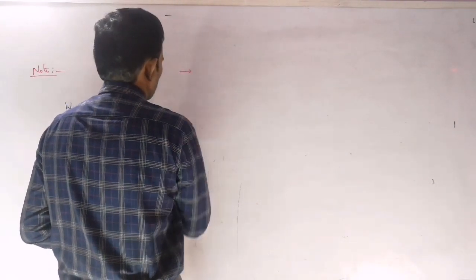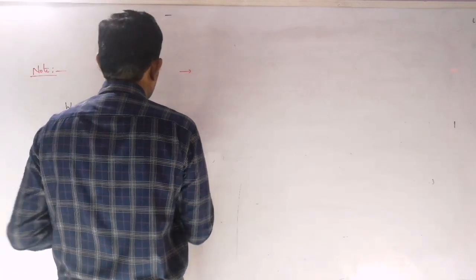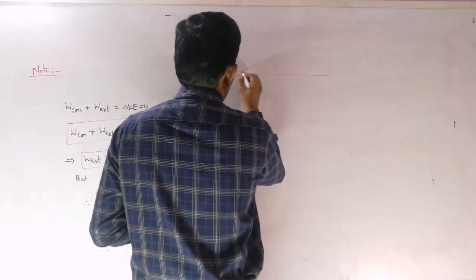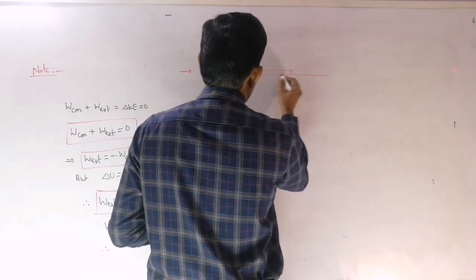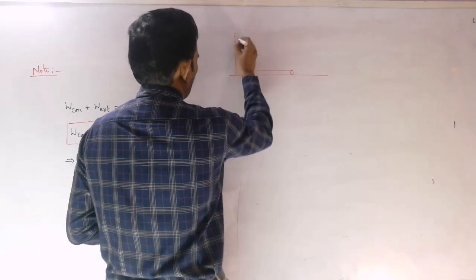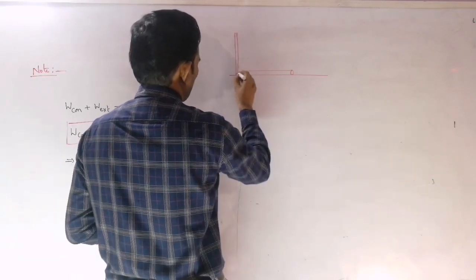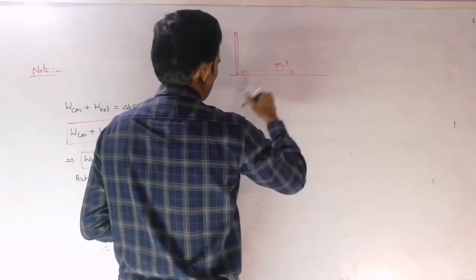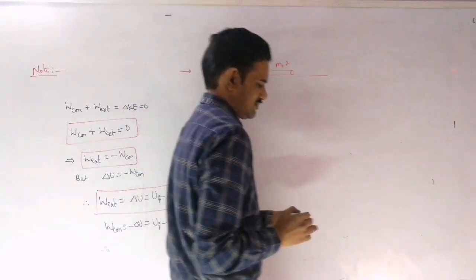Some applications based on this. So here I am taking a case where a uniform rod is placed on the ground. Our question is: what is the amount of work done in lifting this rod and placing it in a vertical position? It's a rod of mass m and length L. Just mention that point.